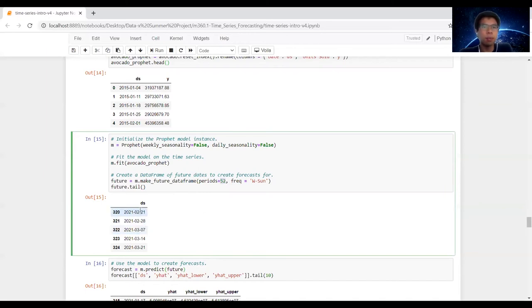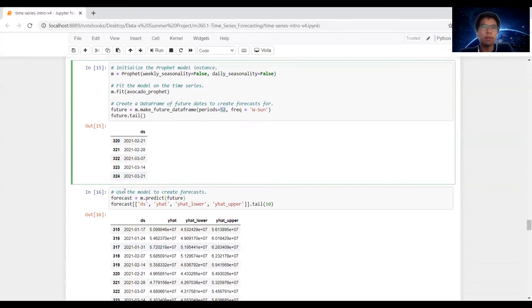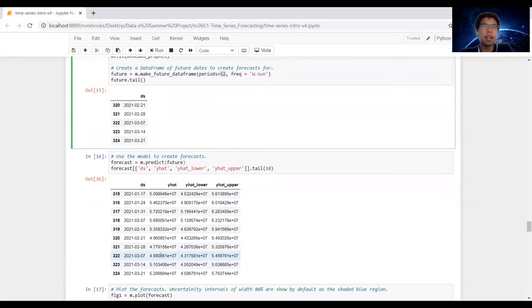It's basically making a data frame of all these weeks. Then I take this data frame of weeks and pass it into the model.predict function, and it builds a forecast for me. So now we have these dates with the forecast, which is Y hat. This is the forecast for that week and so on. And then we have these, which are 80% confidence intervals around Y hat.